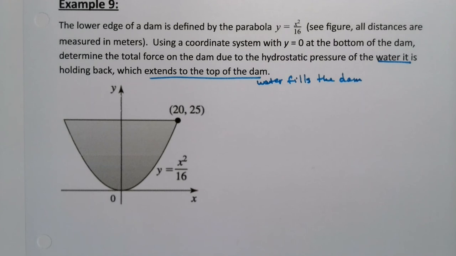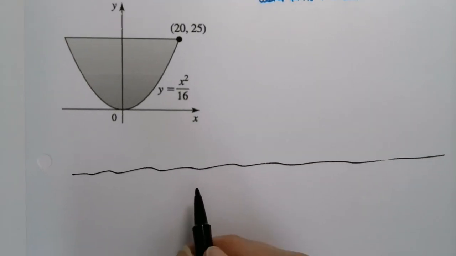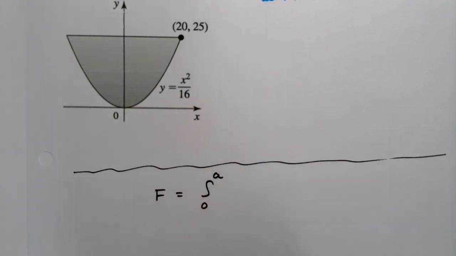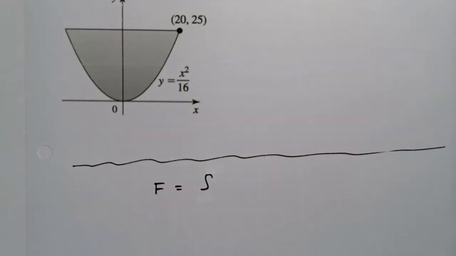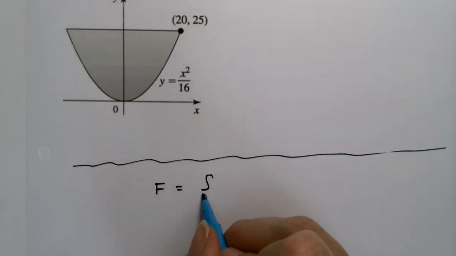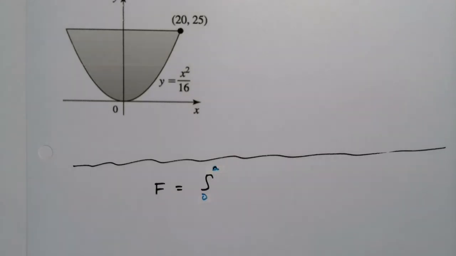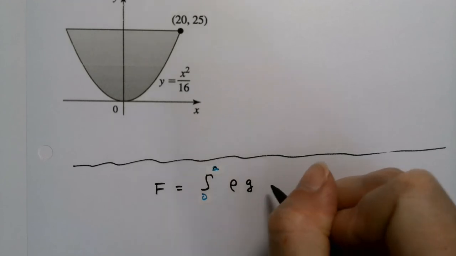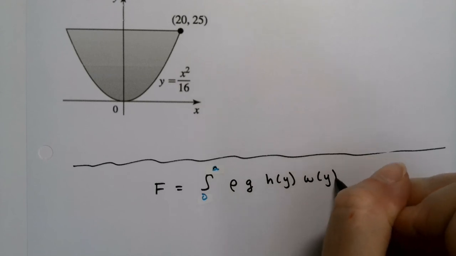All right, I'm going to give myself a little bit of space to work, and then I'm going to write the force down here. Force is the integral from 0 to a, and I know it's 0 to a because they tell us that it's filling. So because it's completely full, this will be 0 to a right there. And then I know it's rho g h of y, w of y, dy.